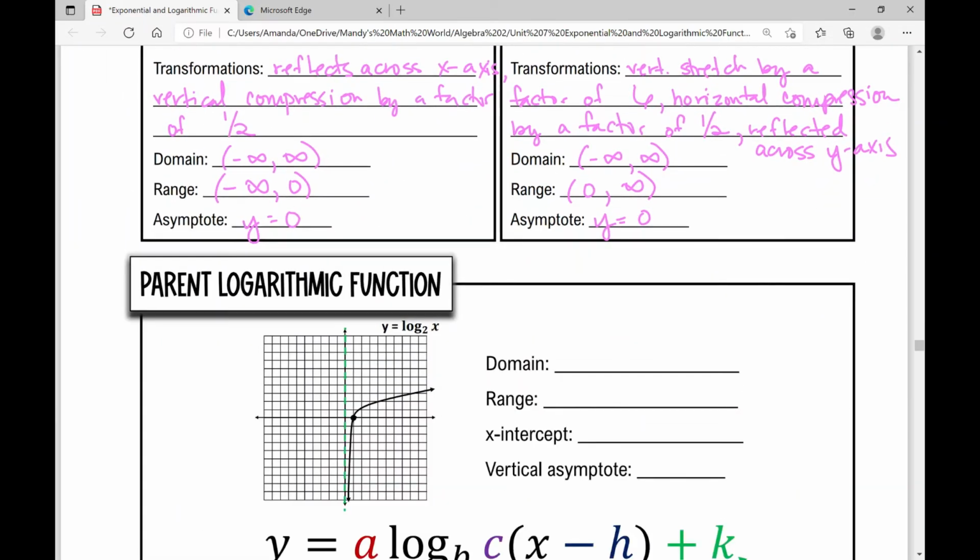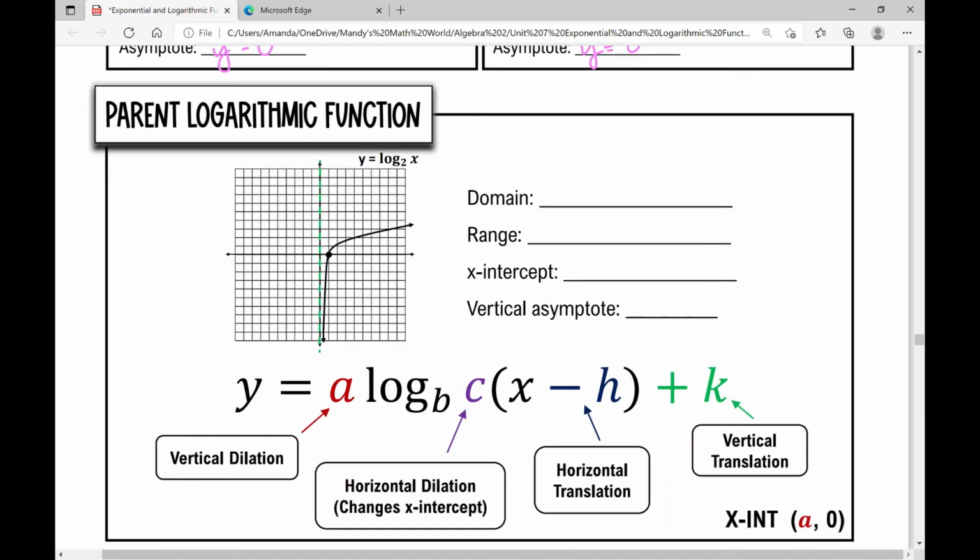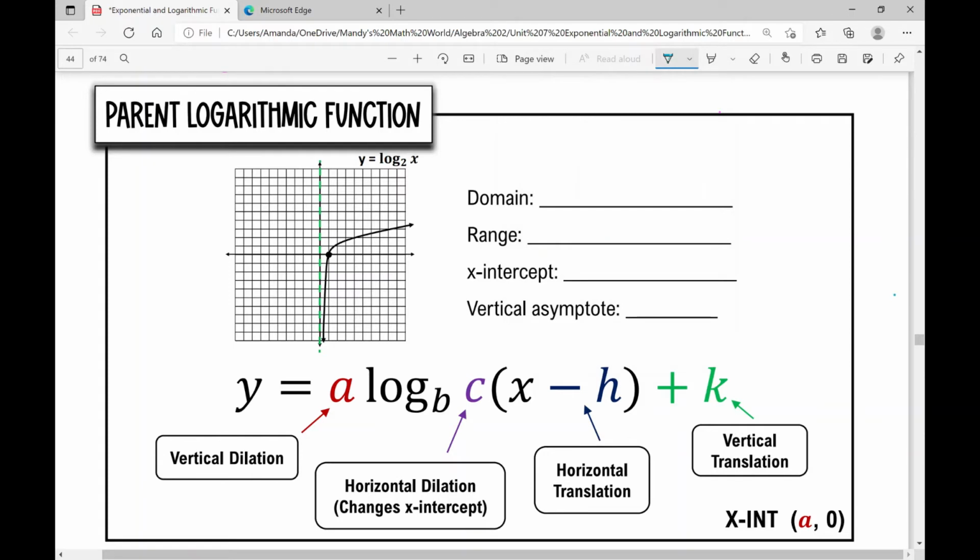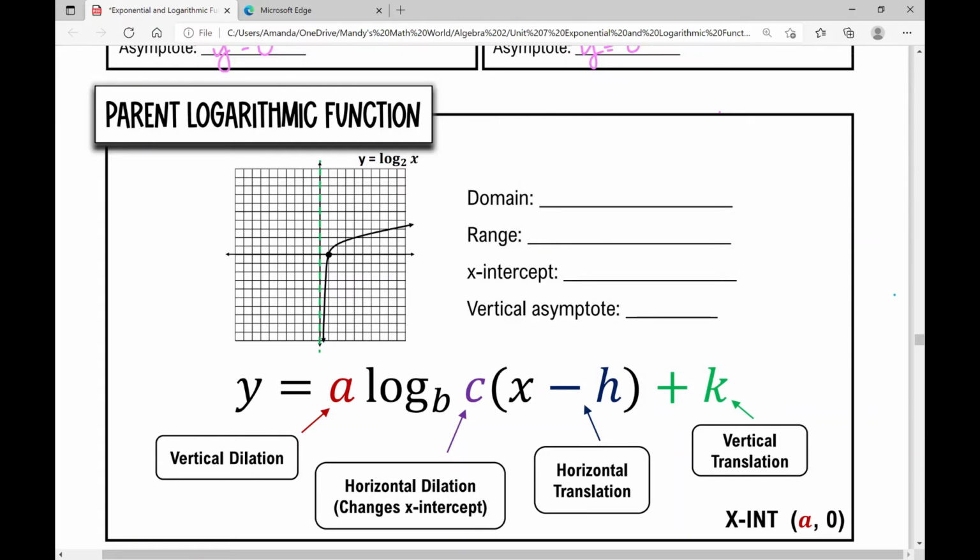So your parent logarithmic function, and I'm going to change colors here just because. Let's do this color. Okay, here's your parent logarithmic function. This is just y equals log base 2 of x, okay? I haven't really talked about inverse functions yet, but instead of the asymptote being y equals 0, it is now x equals 0. It's vertical. Instead of a y-intercept being 0, 1, the x-intercept is at 1, 0.